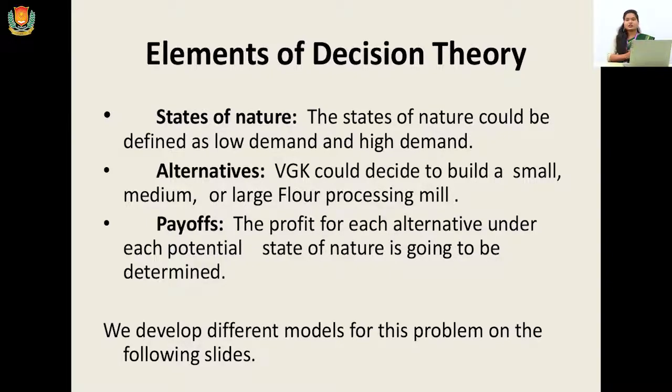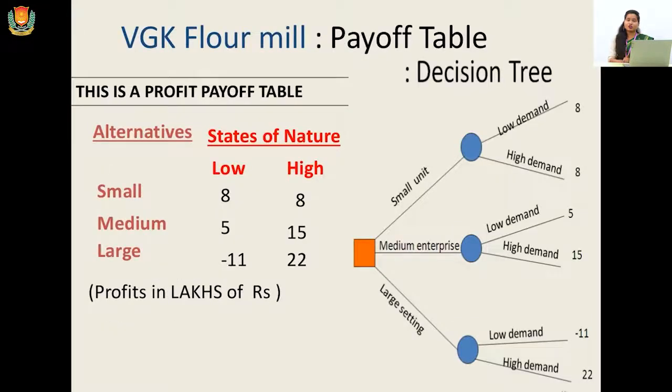So basically, the elements of decision theory depend upon three basic concepts. Again, I'm telling you about this: first is state of nature, then the alternatives, and the payoff. I have already discussed this, but it is very important and you need to learn about it. Now I have taken an example of a payoff table, which depicts the decision theory.